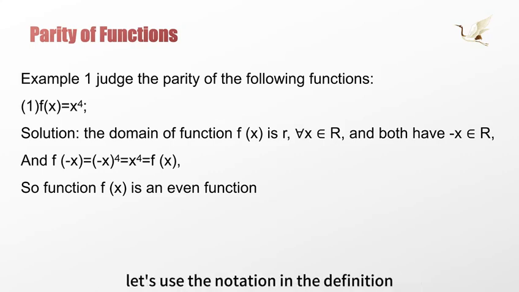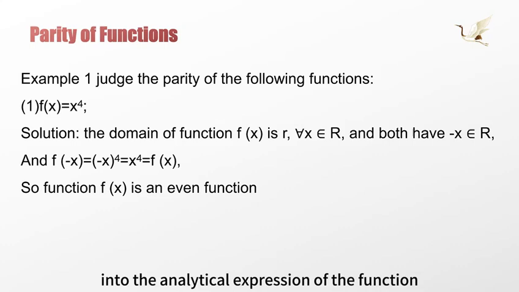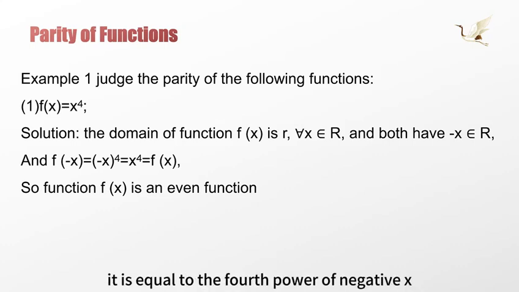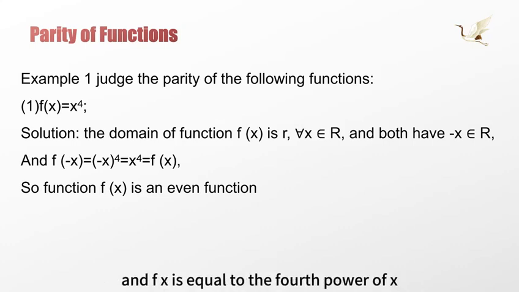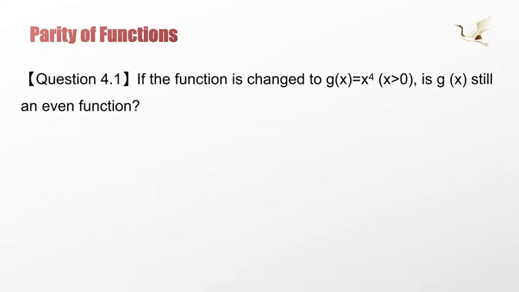The domain of this function is R, which is a symmetric domain about the origin. Let's use the notation in the definition: any x belongs to R, and then negative x belongs to R. Next, let's substitute f(-x) into the analytical expression of the function. It is equal to (-x) to the fourth power, and f(x) is equal to x to the fourth power. According to the definition of even functions, we can conclude that function f(x) is an even function.